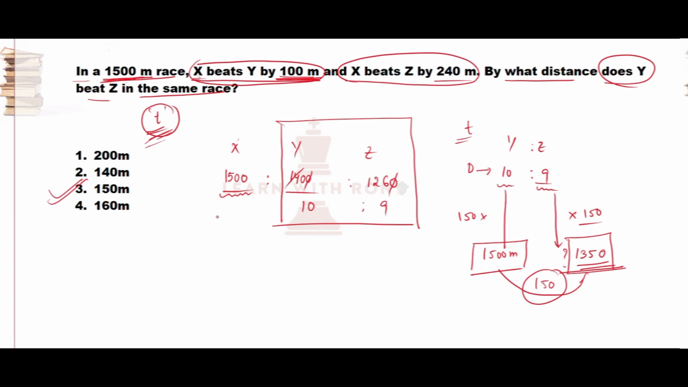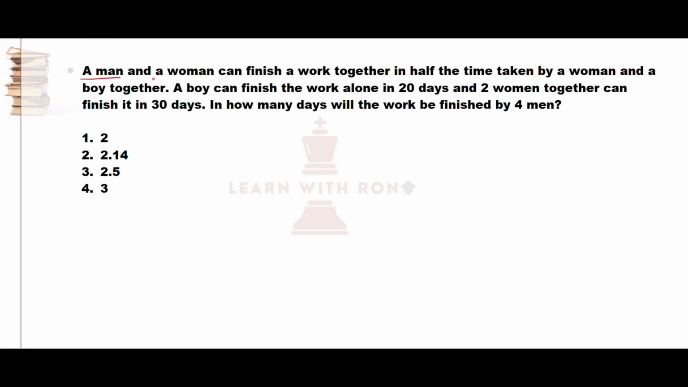Let's see the next question. See this time and work question. A man and a woman can finish a work together in half the time taken by a woman and a boy. What is the time ratio here? They said these two would take half the time taken by a woman and boy. If woman and boy take 2 hours, half the time, man plus woman would take 1 hour. So the time ratio is 1:2. Efficiency ratio how much? 2:1.